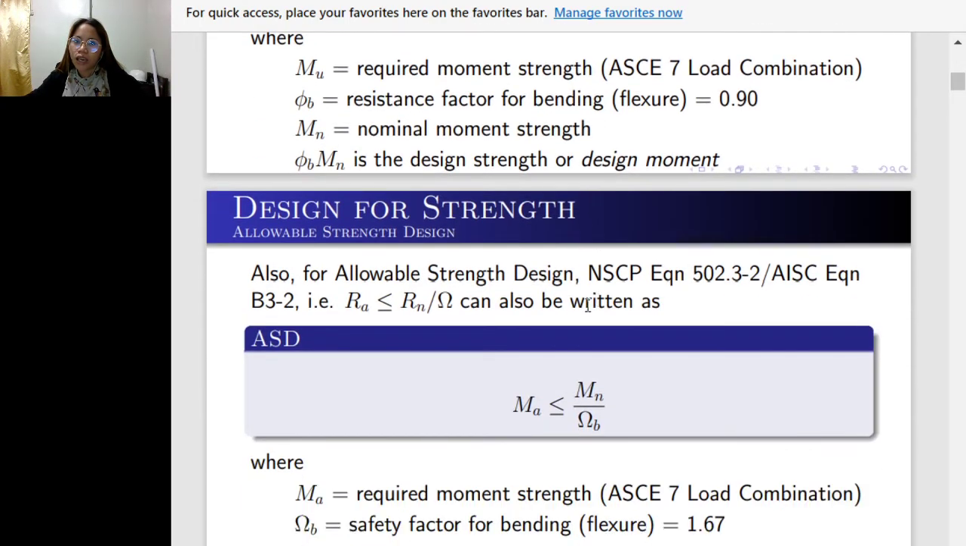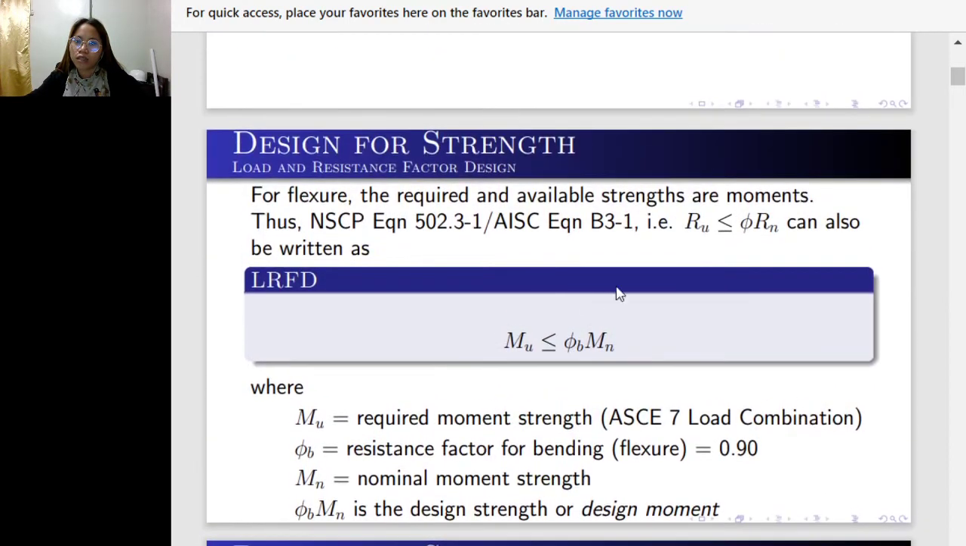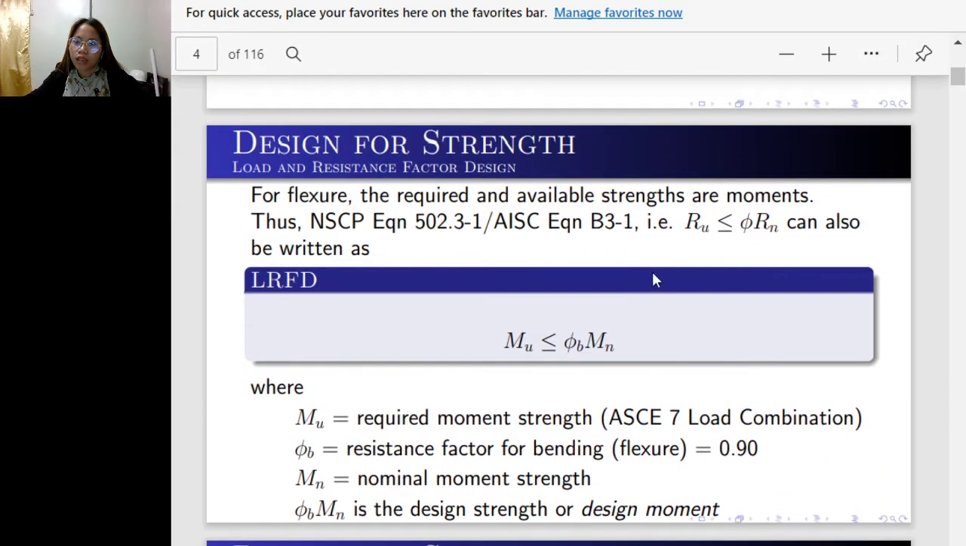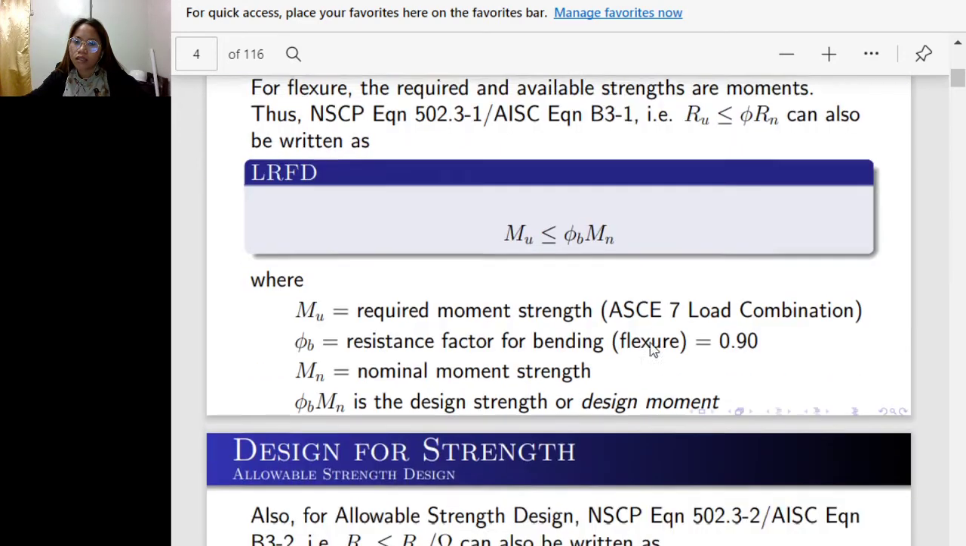For the ASD, actually it is the same concept as previously, in terms of stress and load. If you remember, for moment it is actually the same concept, but this time we only use moment. This basic concept is actually the same in terms of load and stress.